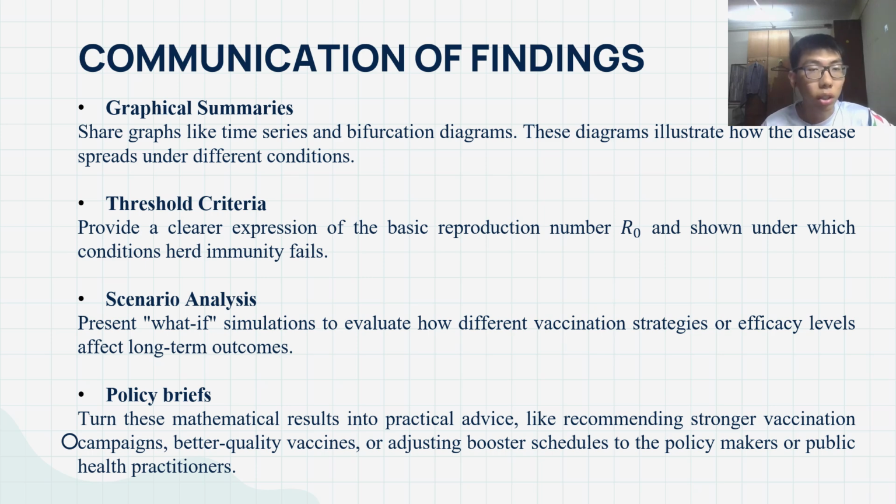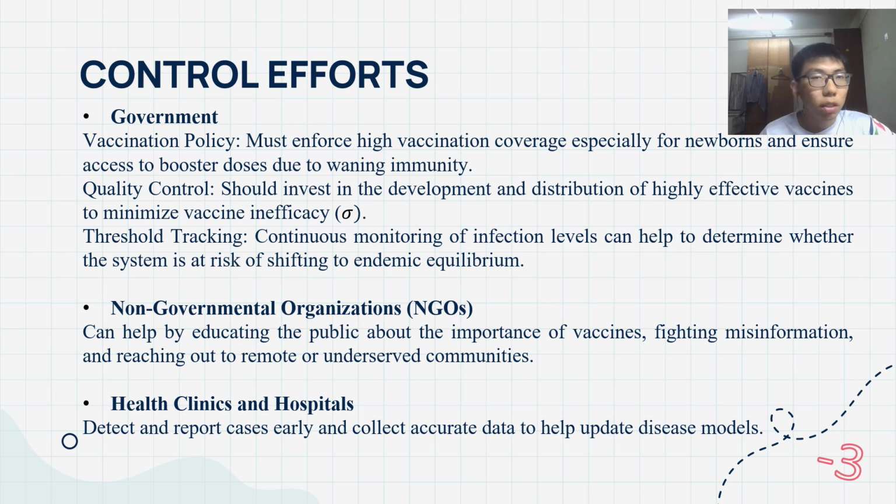And we also show what-if simulations to evaluate how different vaccination strategies or efficiency levels affect the long-term outcome. We can turn this mathematical result into practical advice for policymakers, like recommending stronger vaccination campaigns, better quality vaccines, or adjusting the booster schedule. For the control efforts, the government must enforce high vaccination coverage, especially for newborns, and invest in the development and distribution of highly effective vaccines to minimize vaccine inefficiency.